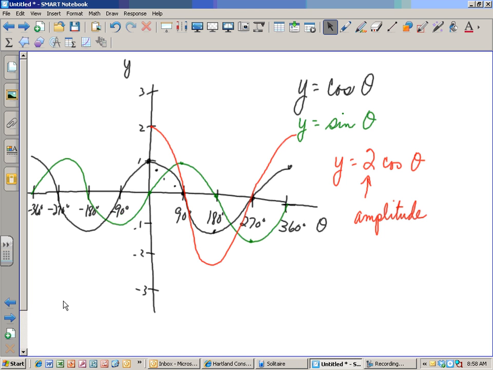Okay. Then you have to go to your window, or you have to go to your zoom menu, and scroll down to Z trig. And that adjusts your window. And you enter on that. And there's your cosine curve.